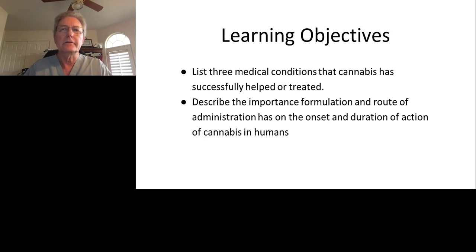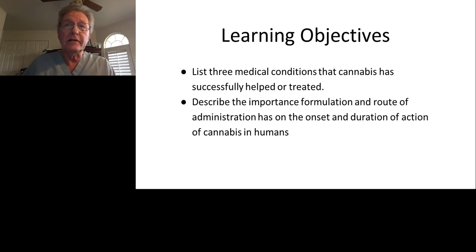So let's go through the learning objectives. Our learning objectives for this presentation include listing 3 medical conditions that cannabis has successfully helped or treated, and describing the importance formulation and route of administration has on the onset and duration of action of cannabis in humans.